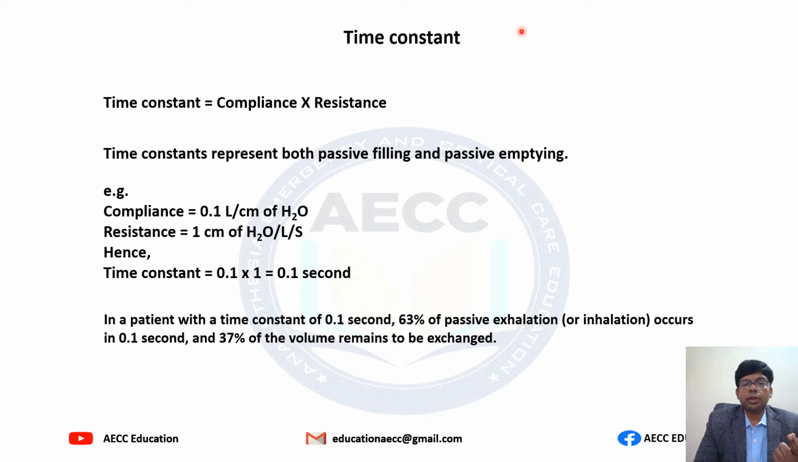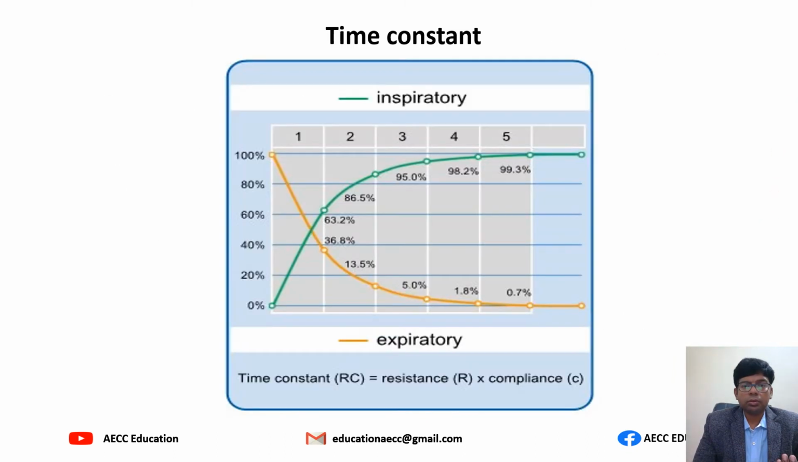Two time constants allow 86.5% of the volume to be inhaled or exhaled. Three time constants, 95%; four time constants, 98.2%; and five time constants are required for the volume to be exhaled or inhaled 99.3%.